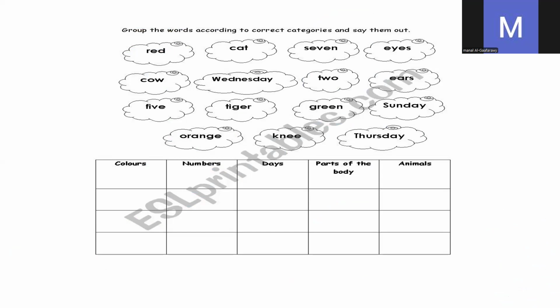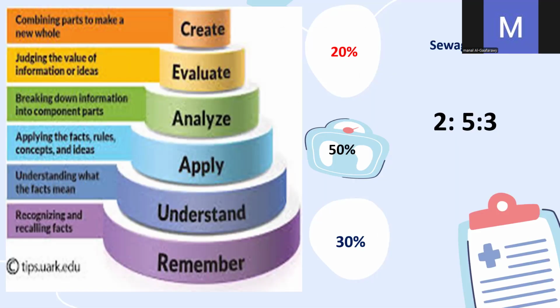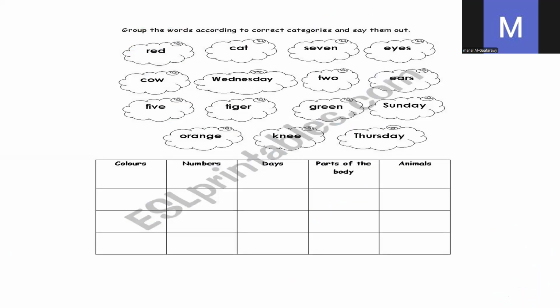So this is an example of the categorization question. And I forgot to tell you that questions like reorganize, categorize or classify, these are higher order thinking questions or difficult questions, because questions that require students to use higher order thinking are by default difficult. So this is an example of categorized questions.